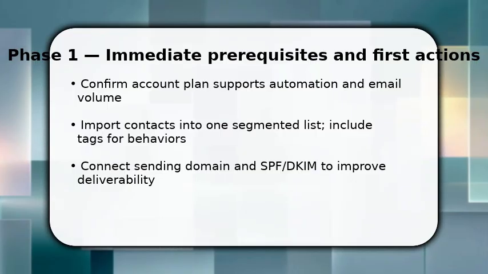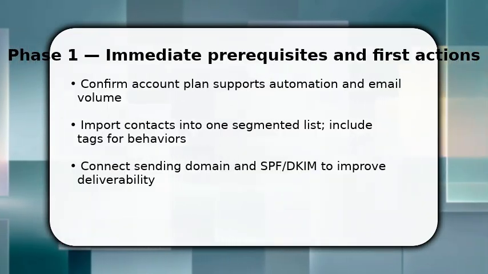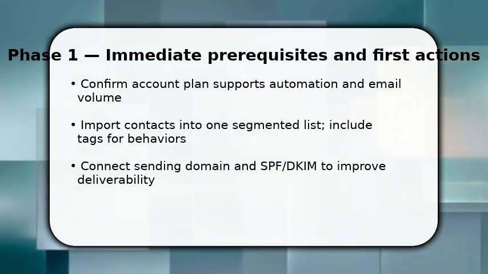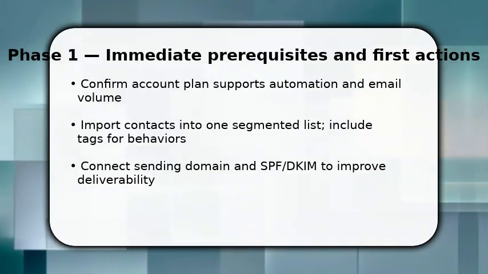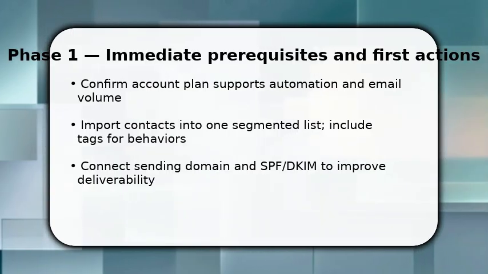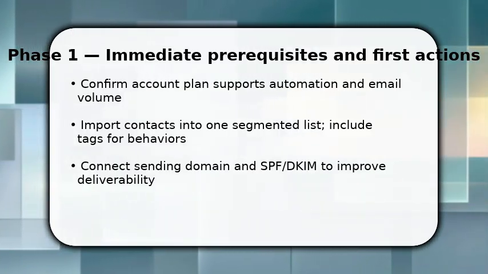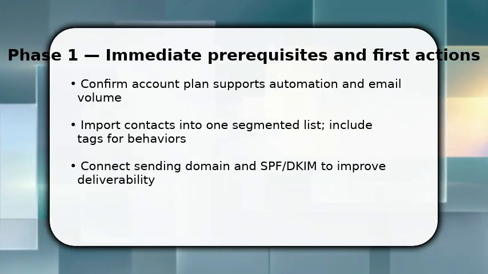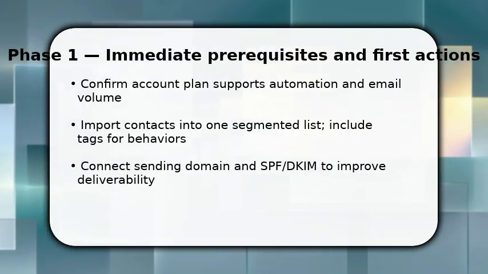You begin by ensuring the account has automation features and enough sends. This prevents surprises later. Next, import or clean your contact list and apply tags so you can target precisely. This is how segmentation works. Once done, connect your sending domain and enable SPF/DKIM to avoid spam blocks.